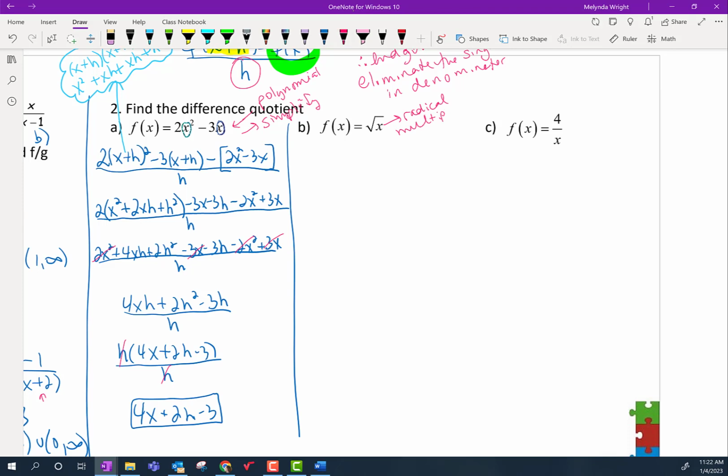Multiply by, basically it's the conjugate over itself. Multiplying by the number 1, conjugate over conjugate. And we did this last year. You may or may not remember. We're going to dig way back into your memories, ladies. Okay, so conjugate. Do we remember what that vocabulary word means?